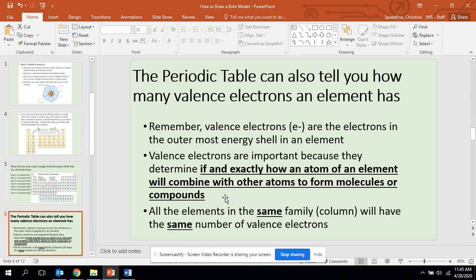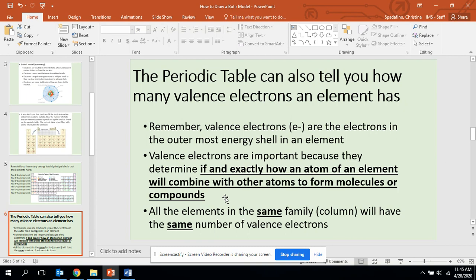Valence electrons are important because they determine if and exactly how an atom of an element will combine with other atoms to form molecules or compounds. And we will be studying that next week. So super important that you get all this foundational stuff down.